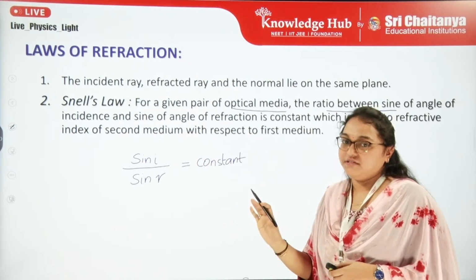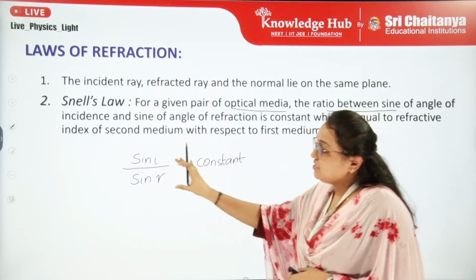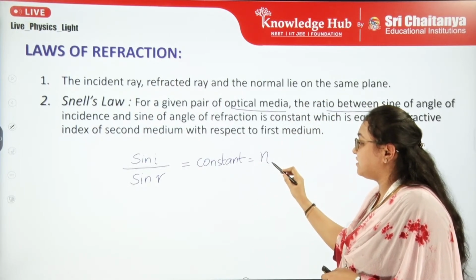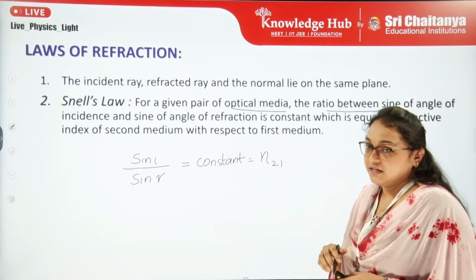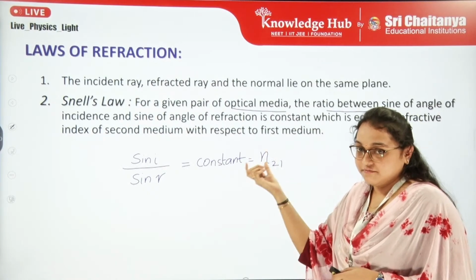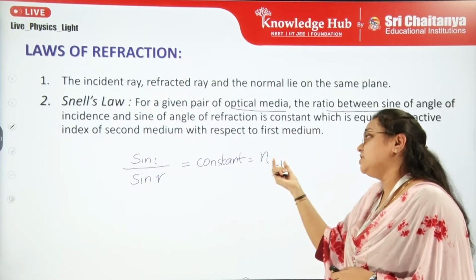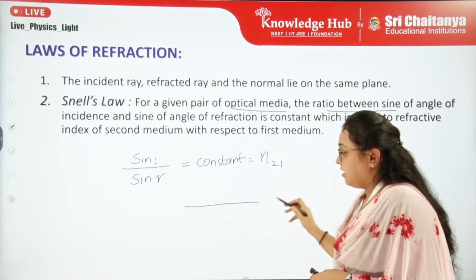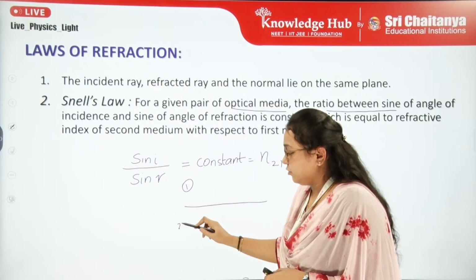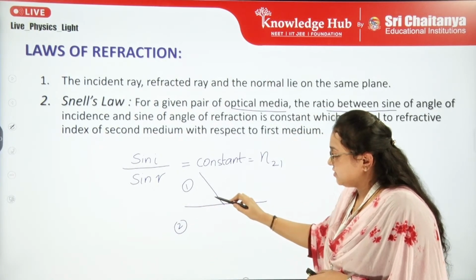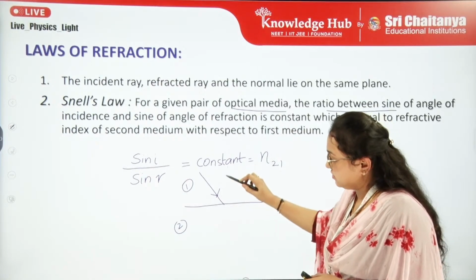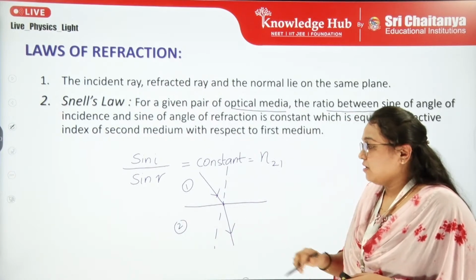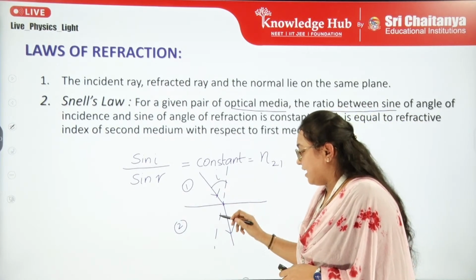This ratio always remains constant for a given pair of media, and the value of this constant is the refractive index of the second medium with respect to the first medium. The value of that fixed constant is n21, the refractive index of the second medium with respect to the first medium. Suppose I take medium 1 and medium 2. I am taking a light ray which is incident in the first medium, and this is the normal, and let us suppose it is undergoing refraction. So this is the angle of incidence and this is the angle of refraction.